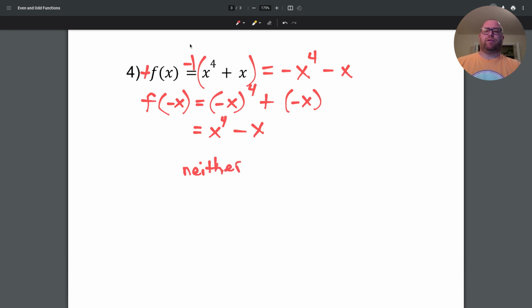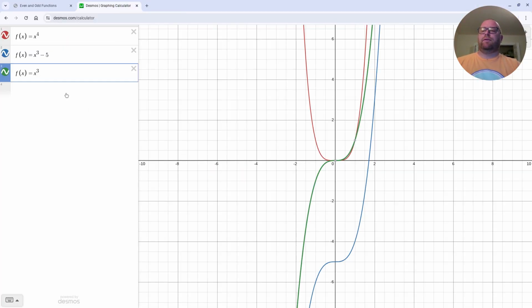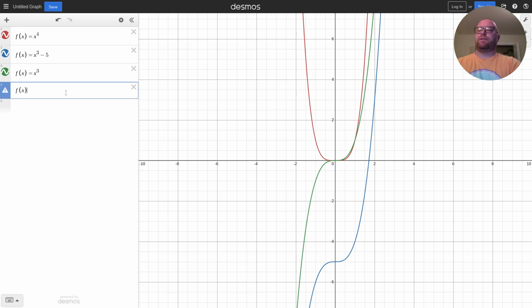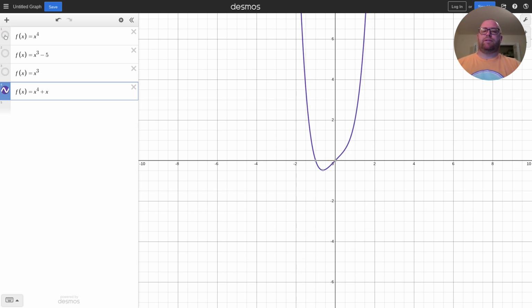And let's just look at the graph of that. So we have f of x equals x to the 4th plus x. And let me take these other ones away so you can see it. So you can tell this is definitely not symmetric about the origin or symmetric about the y-axis. So it's neither.